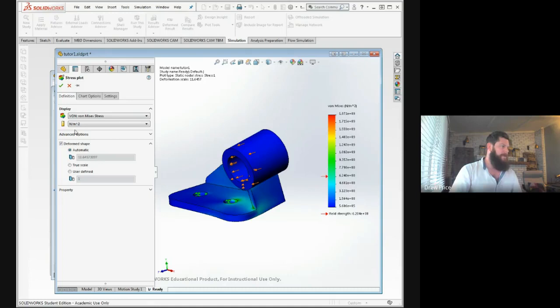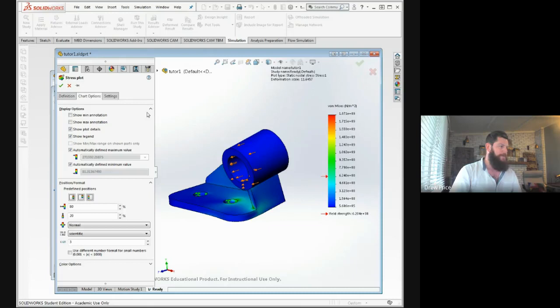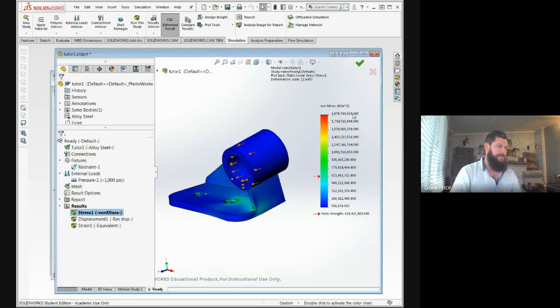So I can change my deformation scale there. I can change the units. So I'm going to change my units to PSI rather than newtons per square meter. And then if you go to chart options, you have other things that you can select how it displays this chart. So I like to look at it as floating point numbers rather than in scientific notation. So you can see when I regenerate this, now my chart is showing in PSI and displaying the numbers.